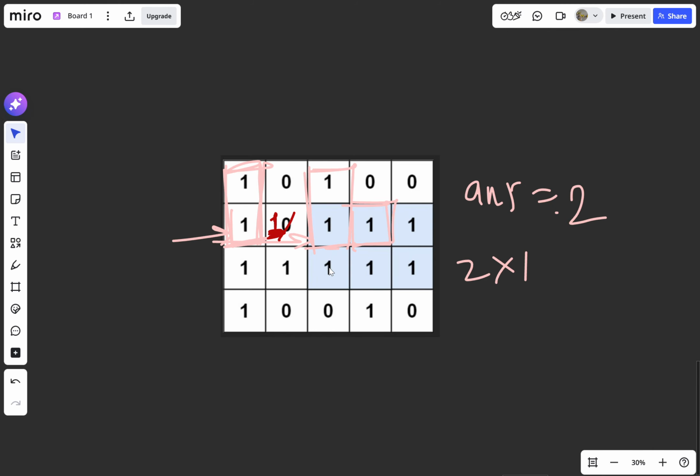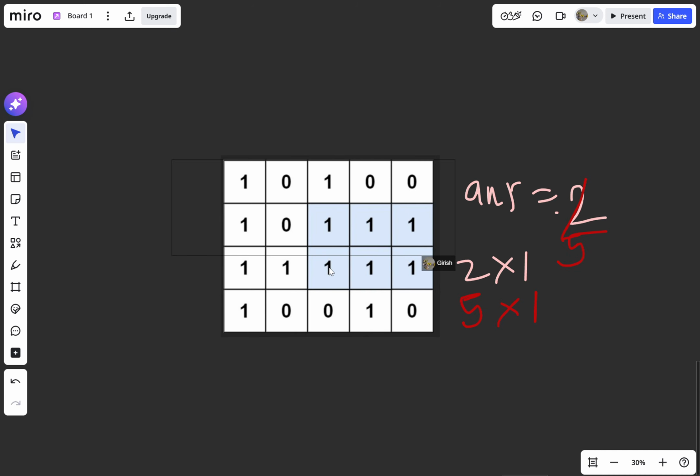This whole rectangle can be treated as a 5 by 1 matrix, and our answer will be updated to 5. So in this way our answer will get updated, because this is also a valid rectangle, which has all the cells as 1.